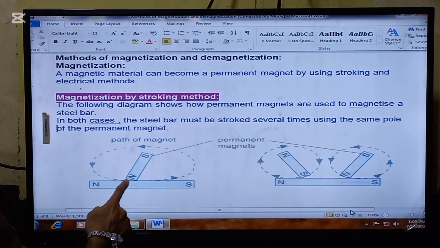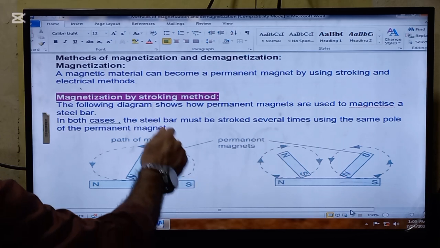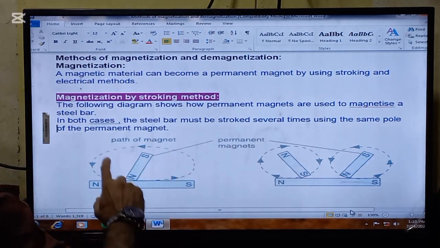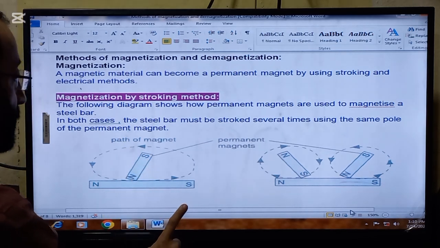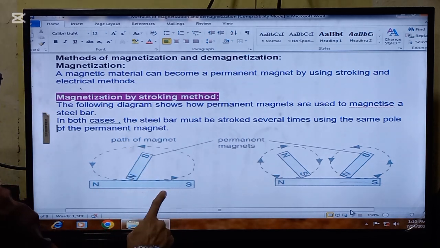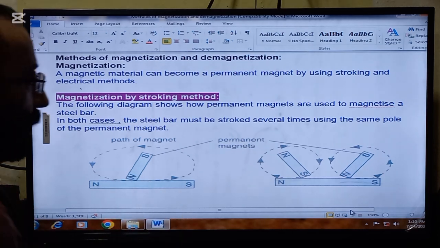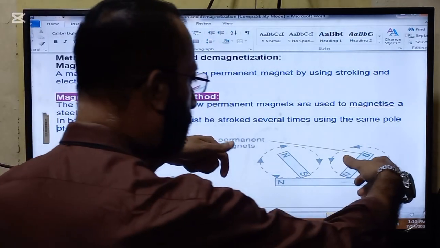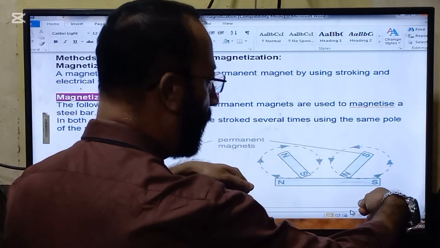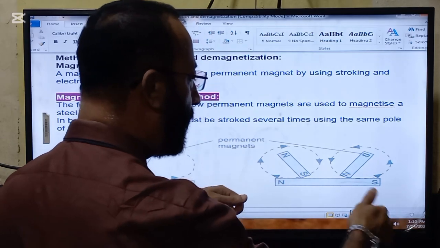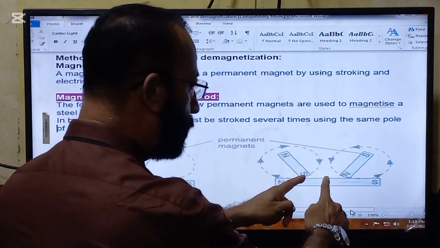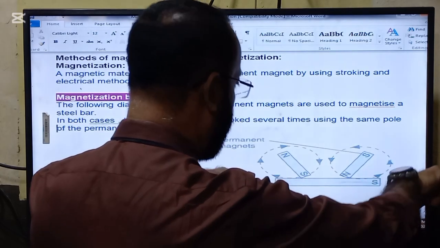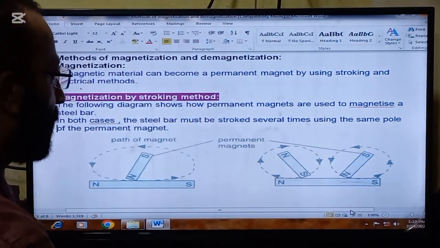For example, the north pole of a permanent magnet will be stroked again and again like this, and this should be done several times, and then this steel bar will become the permanent magnet. Or here is another way, that is also a stroking method, by taking two magnets in our hand like this, that opposite poles should be struck with the steel bar like this, so this should be done several times.